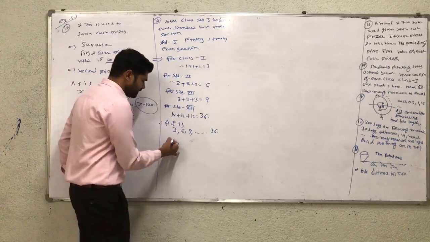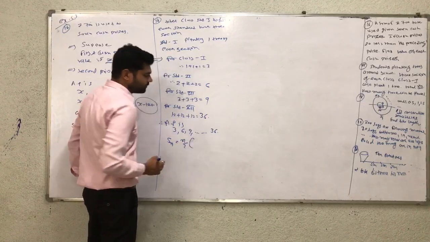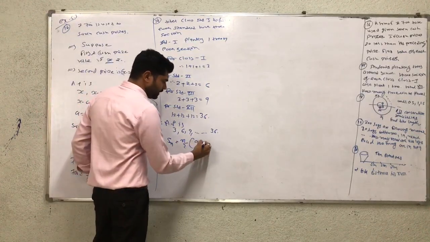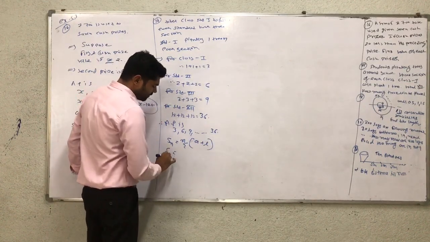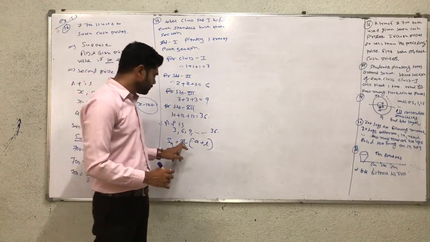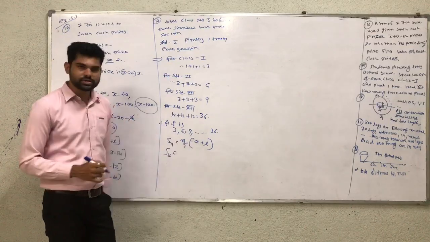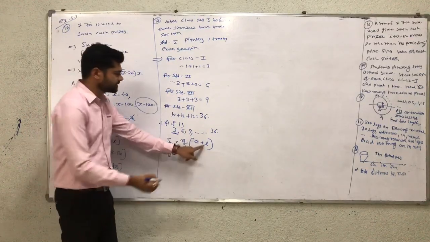It means Sn is equal to n by 2. We know the value of the last term, so using the same equation, a plus l. How many classes? Total 12 classes. Therefore n is equal to 12. So 12 by 2 is equal to 6. A is equal to 3. First is the first term, and the last is the last term.